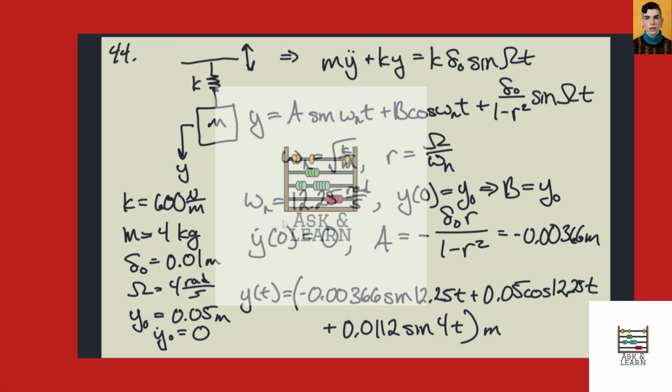And we can see that the amplitude here is pretty close to the amplitude here. Okay? And why is that? Because R here, notice you have 4 over 12 roughly. So this is like 1/3. R squared is 1/9. So we have 1 minus 1/9 is 8/9. So this denominator is pretty darn close to 1, and that's why this is pretty close to this.